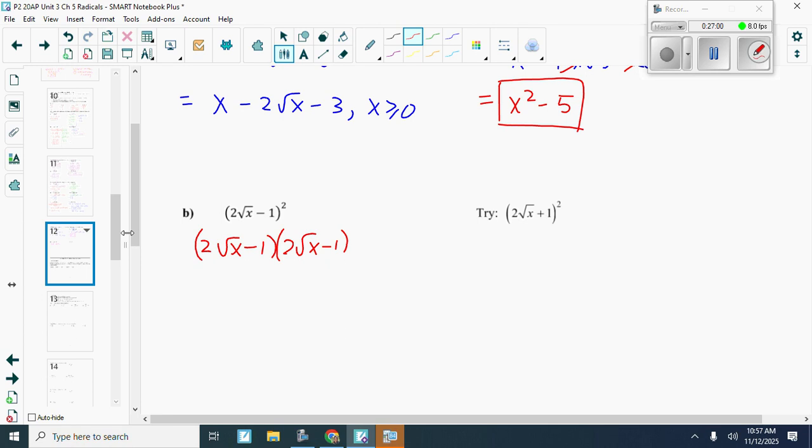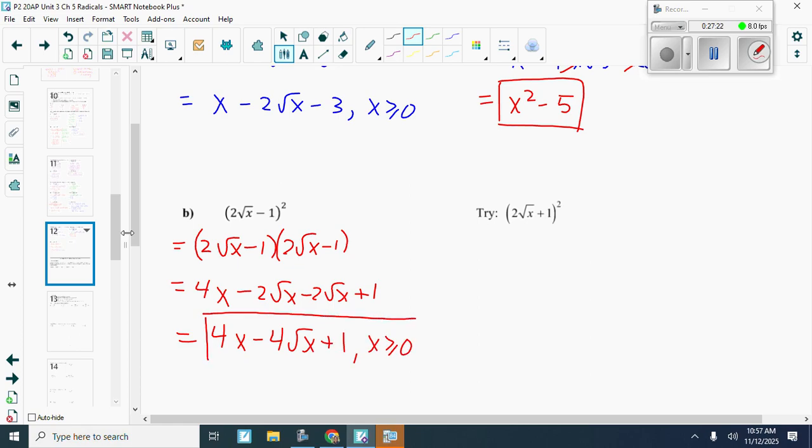Make sure you're updating these. So this one, 4x minus 4 root of x plus 1, x has got to be greater or equal to 0. And our final one here.